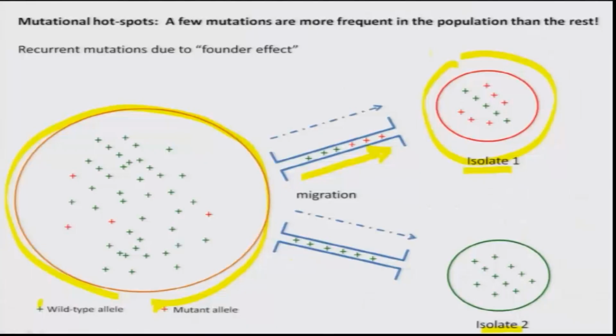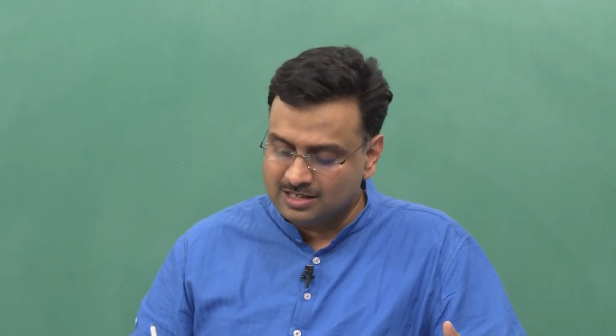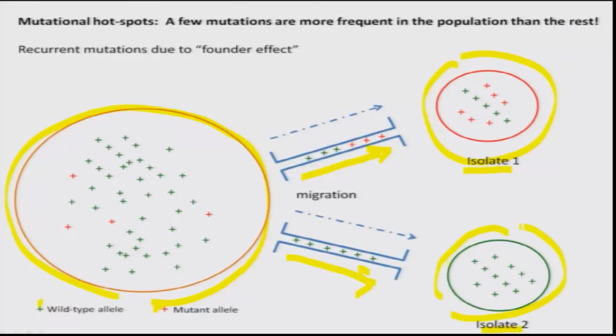Look at the other scenario. Again, a different small population migrated to a different place, which you call isolate 2. It may so happen here that all the individuals that migrated to isolate 2 are carrying the wild type allele. There is no recessive allele. As a result, isolate 2 will not have the disease unless a new mutation comes in, which is an extremely rare condition.